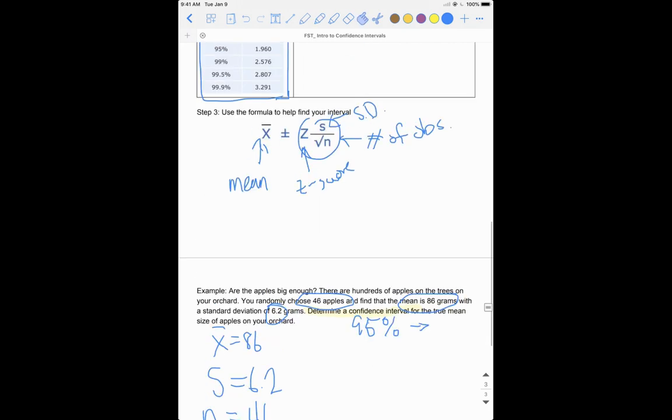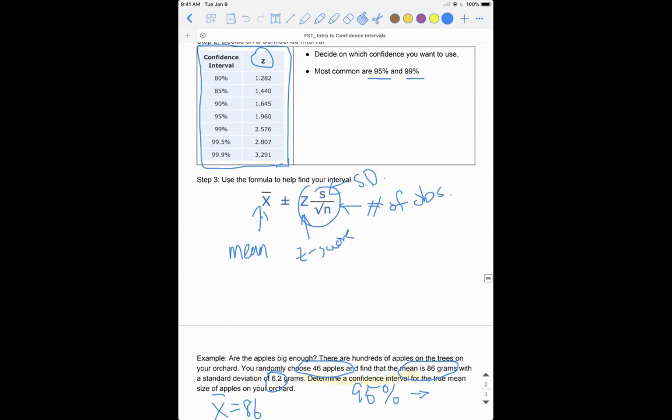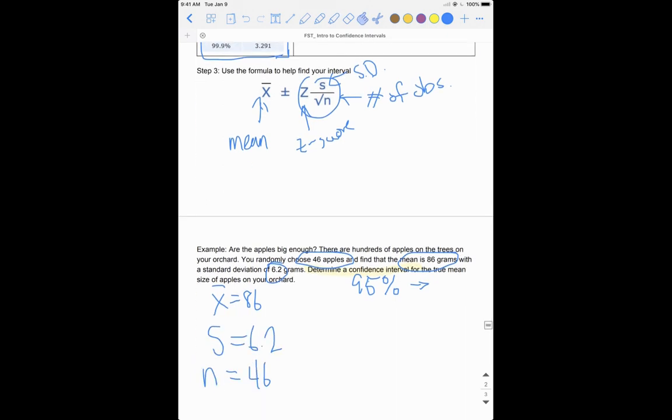Let's go back up to this table, right? Definitely don't have these memorized. And in this case, we're using 95, so we're going to pull 1.96. 1.96 is our z.